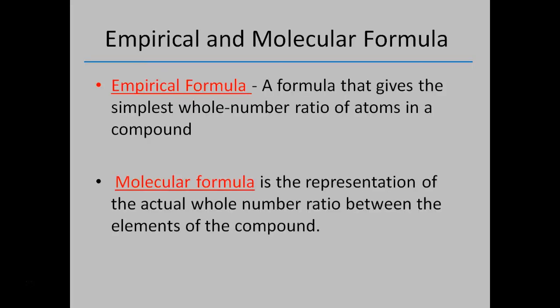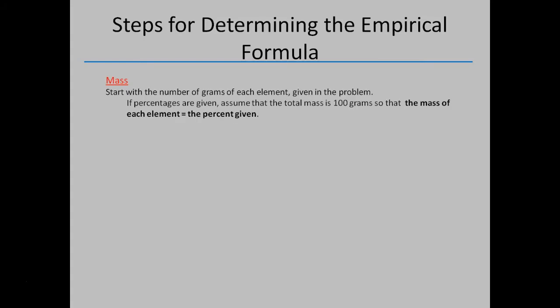What we're going to do is review how we determine the empirical and molecular formula of a compound. Just a reminder, our empirical formula is our smallest whole number ratio between the atoms in a compound, while our molecular formula is our actual whole number ratio.